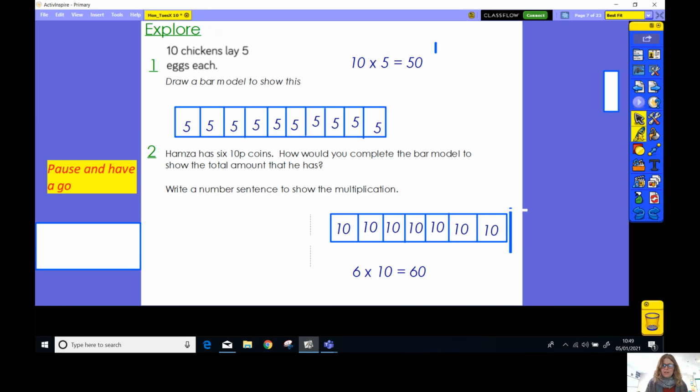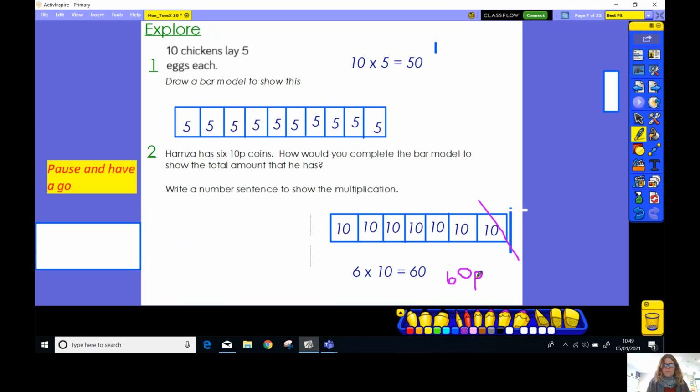Oh no, I've done too many. So I'm going to cross out that one because I've done too many. I should have 6 boxes and in each box there would be 10p. So my calculation would be 6 times 10, which we know is 60. So Hamza has altogether 60p. And we wouldn't have that correct unless we had put that in a full answer. You would have written a sentence, I'm sure.